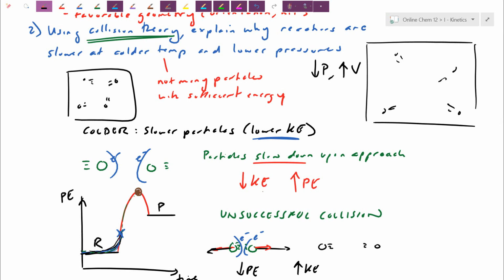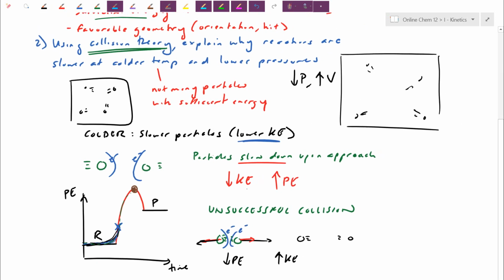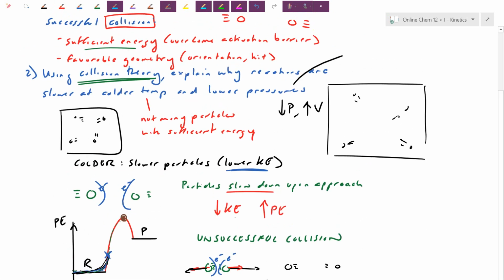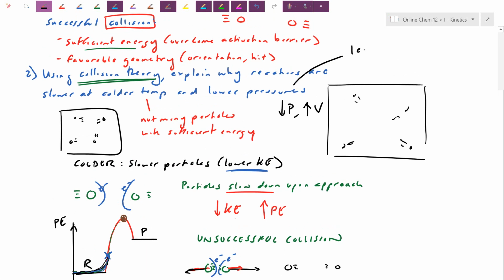However, now that we're in such a big container, the chances of you even meeting, the chances of you actually colliding, is going to be a lot less. So for lower pressure, you can say because we're in a bigger container, there are less collisions. Again, it's not just the number of collisions that matter. There are a lot of collisions that happen, they just bounce off, there's no reaction. You still have to mention that because you have less collisions, the chances of you having favorable geometry is decreased. Less collisions, less chance of good geometry.